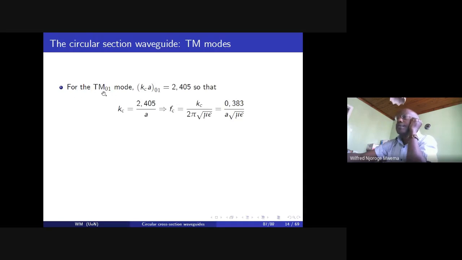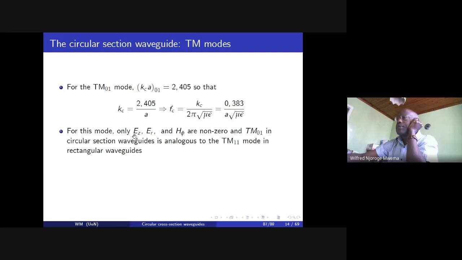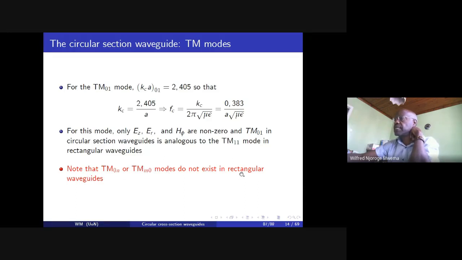So for the TM01 mode, Kc a is equal to that, so that we have Kc equal to 2.405 by a, and the cutoff frequency of about 0.383 c by a. So for this mode, only the Ez, Er, and H phi will be non-zero, and the TM01 mode in circular waveguides will be analogous to the TM11 mode in a rectangular waveguide. And we note that TM0n modes do not exist in rectangular waveguides, however.